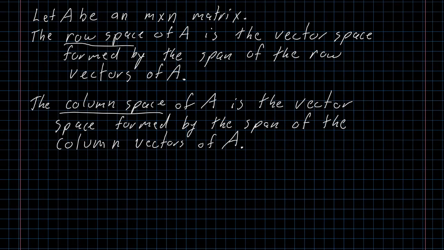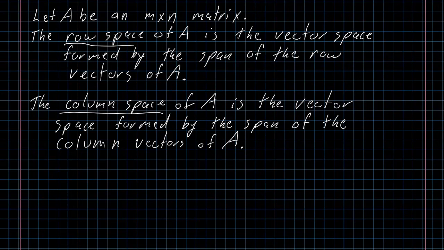Each column of A, there are n columns. Each column has m dimensions. So this is a set of n m-dimensional vectors. It could be that the column space of A is an m-dimensional vector space, or it could be smaller because we have no idea at the start whether the columns are going to be linearly independent or not.